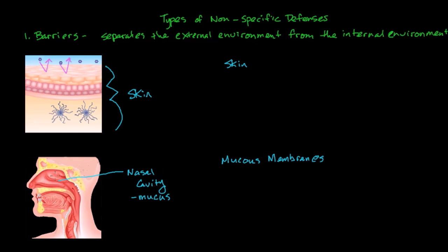Along with mucous membranes in the nasal cavity, you'll find another type of barrier mechanism, and we call this hair. Right? So you would see little hairs in this area here.